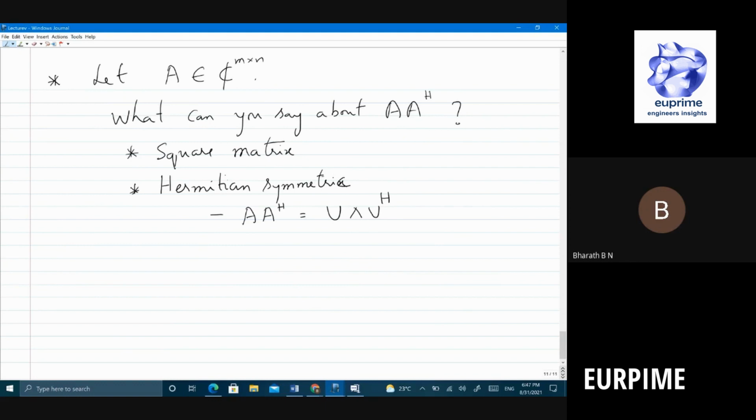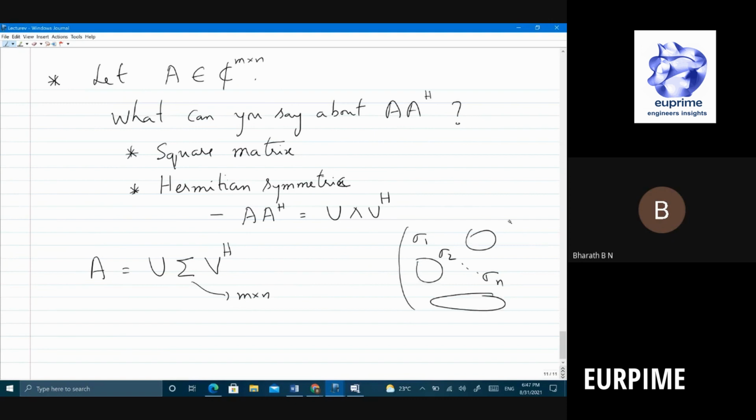Let's see what the implication of SVD is on this. A, I can write as U sigma V Hermitian. Remember, this is M cross N. How does it look? It looks like this, for example. If N is smaller than M, then you have all zeros here. This is M cross N. All the singular values are non-negative and in decreasing order, remember.